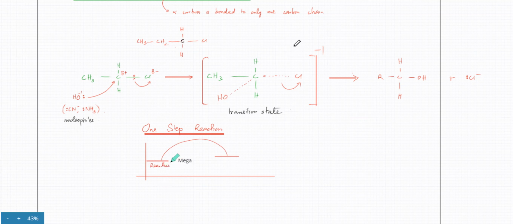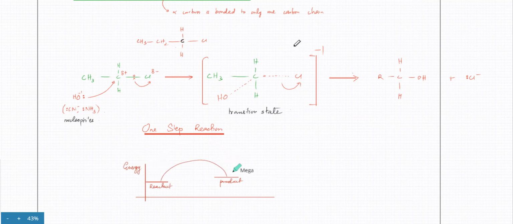So this is your reactant, and that's going to be your product, and that's your energy axis. Plus, this is where the transition would be happening, right at the top.